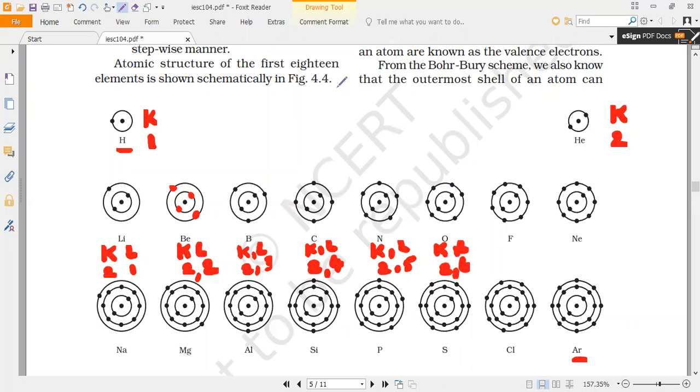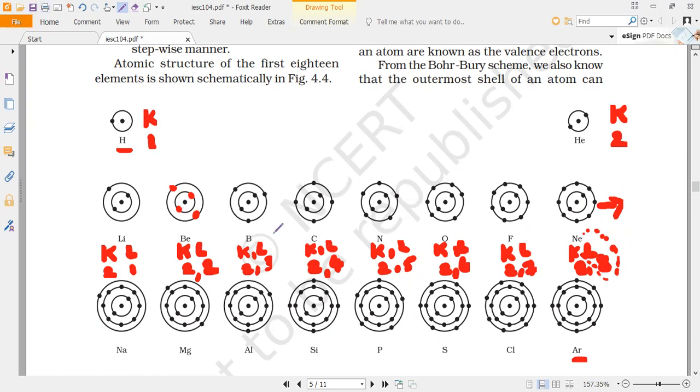Very good, Nimish. Next, fluorine, 2, 7. Next, neon, 2, 8. Have you noticed it? 8 electrons came in the valence shell. So it is called as something. Anybody? 8 electrons in the valence shell.